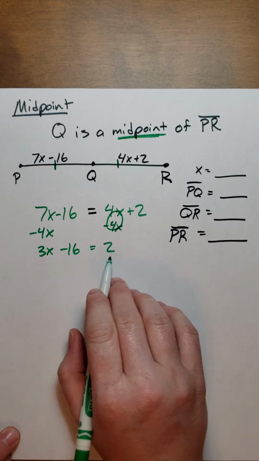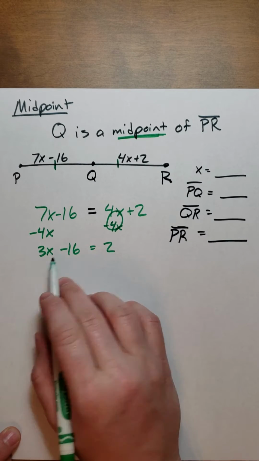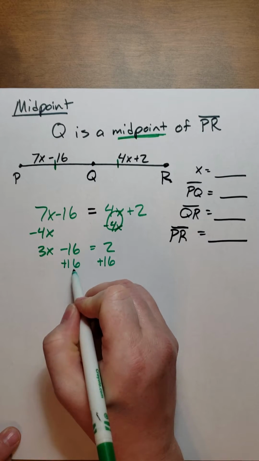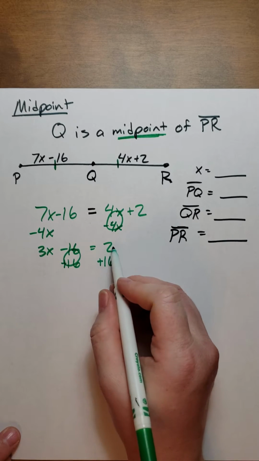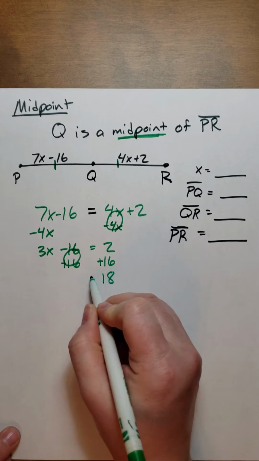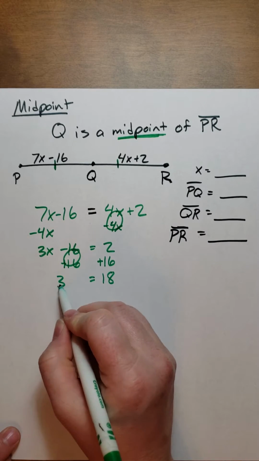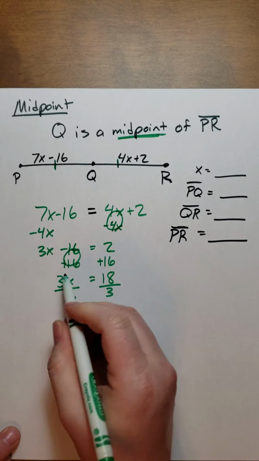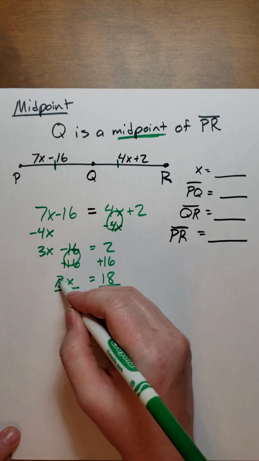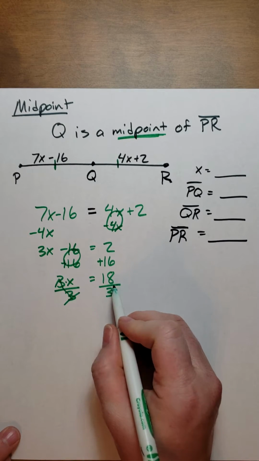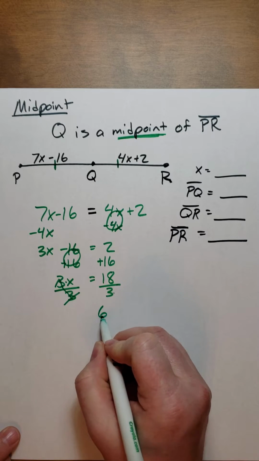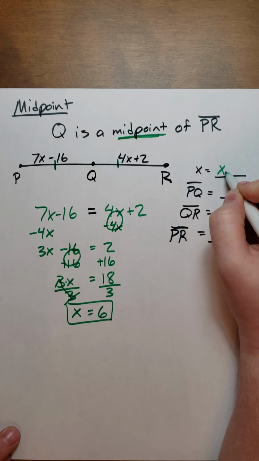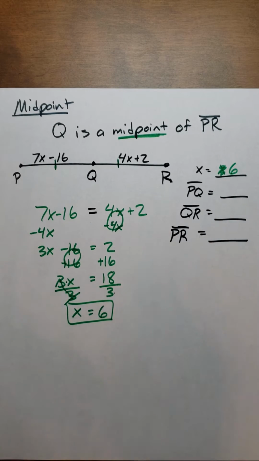Now we have a constant on this side we need to move over because we're looking to isolate that variable. So we're going to add 16 to both sides. Negative 16 plus 16 is 0. And we're left with 2 plus 16, which is 18. Bring down whatever is simplified on this side, which is 3x. Isolate the variable by dividing both sides by 3 because this is being multiplied. This becomes 1. 18 divided by 3 is 6. So we know x equals 6. Okay, so x equals 6.